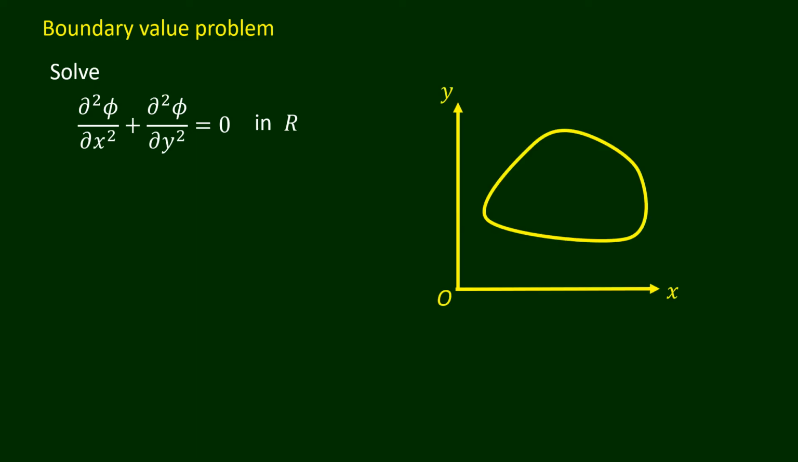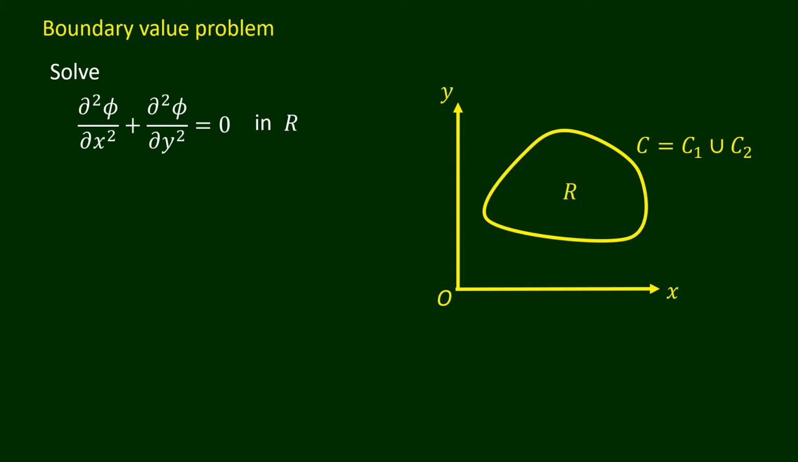We will introduce the boundary element method through the boundary value problem here. Solve the Laplace's equation, ∂²φ/∂x² + ∂²φ/∂y² = 0, in R. Phi is a function of the Cartesian coordinates x and y. Here is a sketch of the solution domain, R, on the OXY plane. R is bounded by a simple closed curve C.